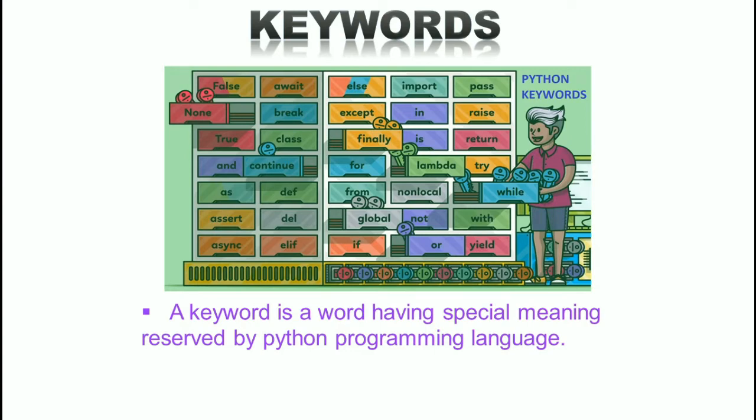It is used to give special meaning to the interpreter and is used by the Python interpreter to recognize the structure of the program. These are reserved for special purpose and must not be used as normal identifier names. Here we can see some examples of keywords like False, break, class, continue, and so on.